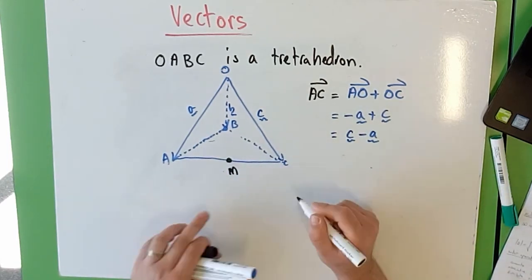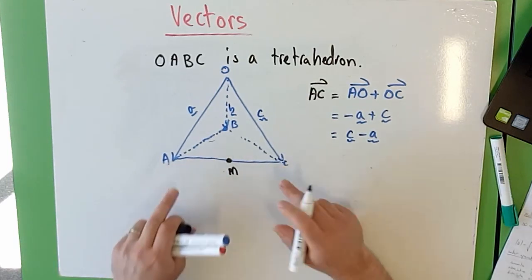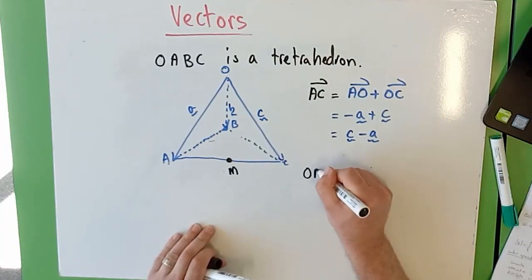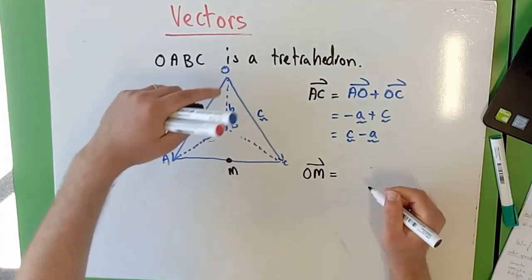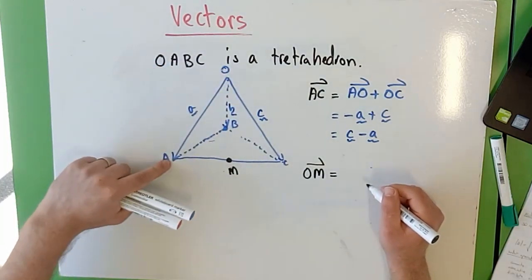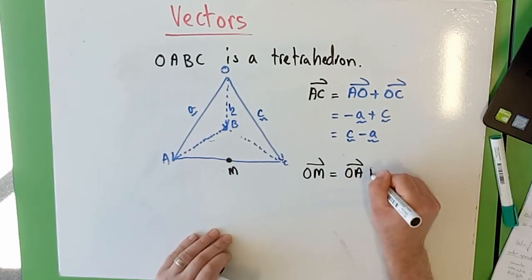Perfect. A to C. All right, what if I wanted to find, M is going to be the midpoint on A to C, the midpoint here, and I wanted to find O to M. So what's O to M going to be? I'm starting at O and I've got to finish at M. So I want to go from O to A plus A to M.